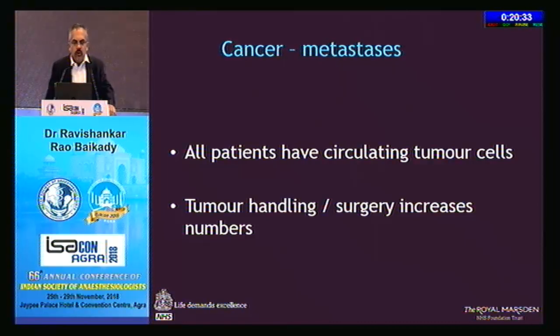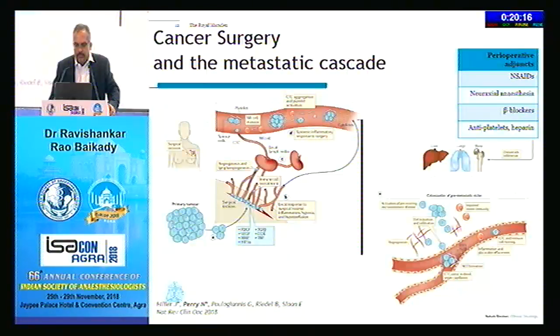Right, cancer metastasis. How does cancer spread? All patients with cancer have circulating tumor cells. This has been going on, okay? And if we start handling the tumor during the operation, the circulating tumor cells go up. As one of my friends said, surgery is the number one reason for circulating tumor cells, through the handling of the tumor. And it's Jonathan Hiller's work, he was one of our fellows.